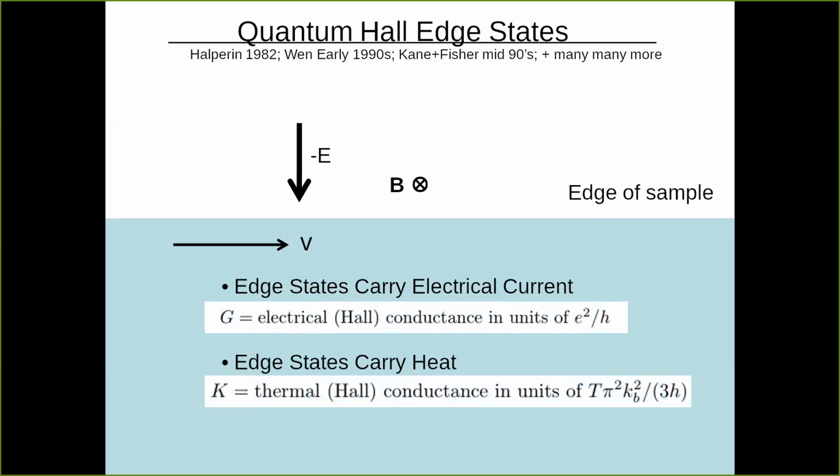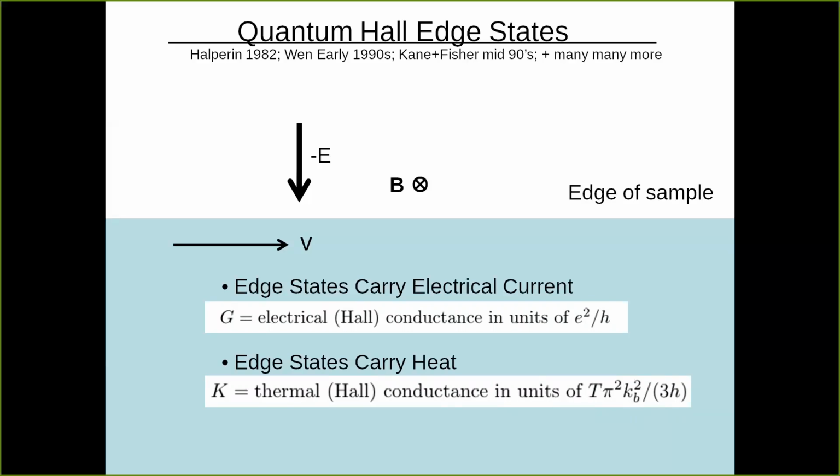One of the most basic things we know about quantum Hall edges is that the electrical conductance, or the Hall conductance of the sample, is carried along the edge of the sample and is quantized in units of the fundamental constants, e squared over h, e being the charge of the electron, and h being Planck's constant. A little less well known, but also true, is that the edge states also carry heat, as well as carrying electrical current. And the heat is quantized in units of these combinations of constants. So T is the temperature, k_B is Boltzmann's constant, h is Planck's constant, pi is pi, 3 is 3.